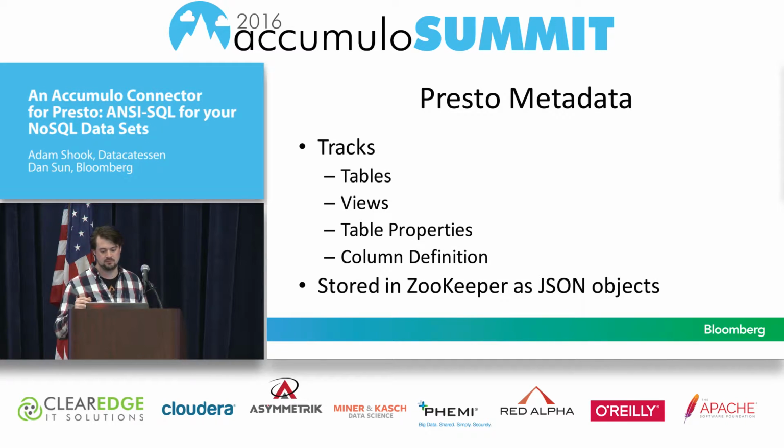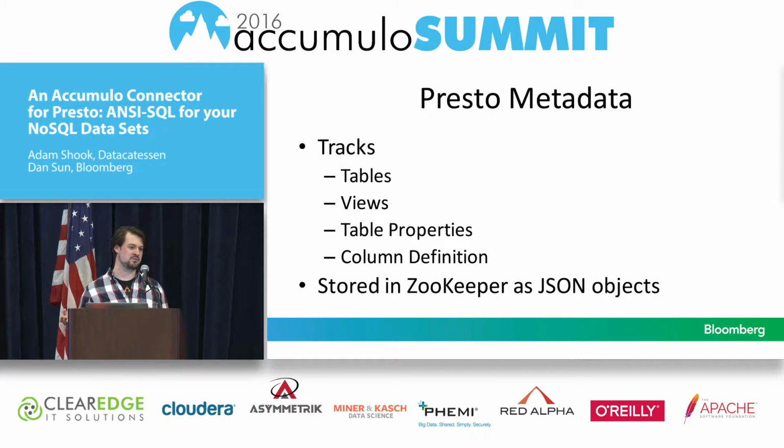And then finally, at least about this, the Presto metadata. When you create a new table in Presto, there's a JSON object that tracks the table name and the schema name, or the namespace name in Accumulo. That's a one-to-one mapping. Any views you create in Presto, the table properties, the column definitions, and all the metadata about the columns are serialized to a JSON object and stored in Zookeeper.